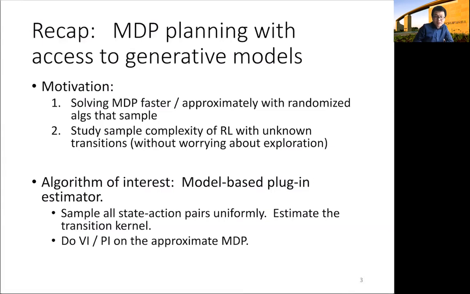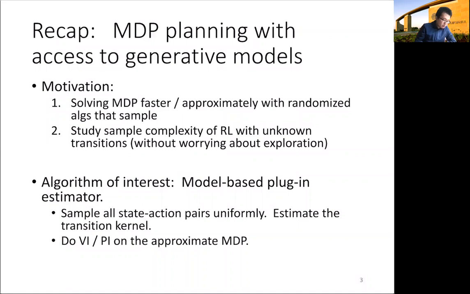We only have some sampling oracle that can get us samples of the next state for any state-action pair in order one time. In this case, can we talk about how we can solve our MDP with access only to this sampling oracle? The hope is that we can get away with depending sublinearly on S.